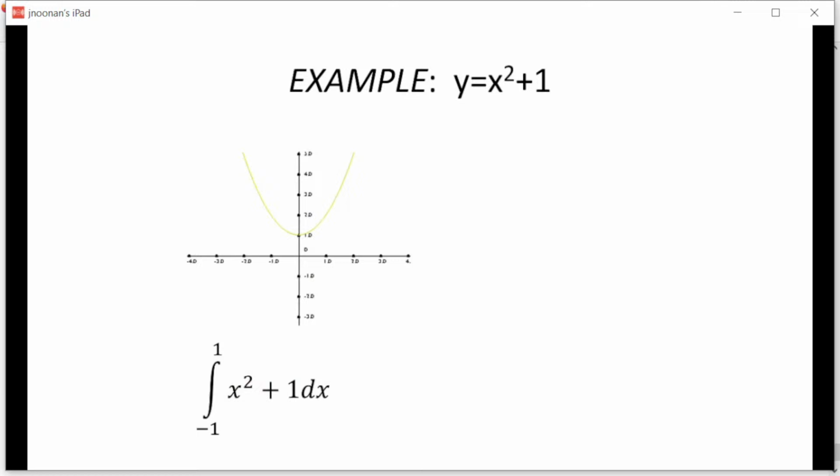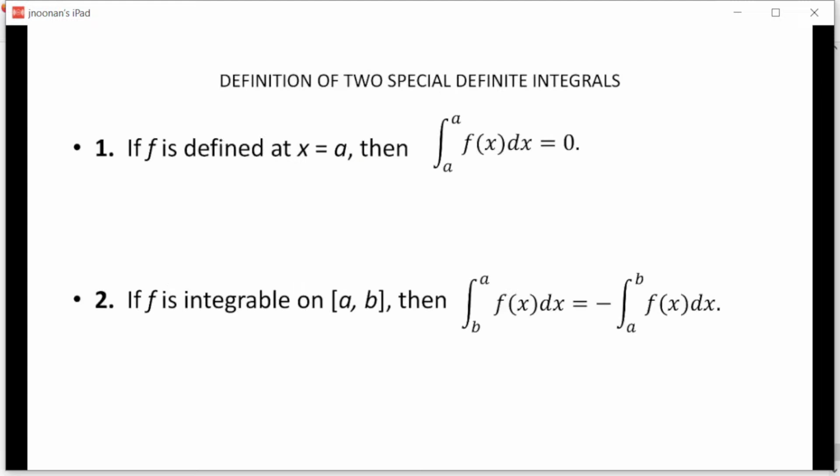Okay, we'll come back to this example. Let's see. Here's a few things, definitions, and some special integrals.